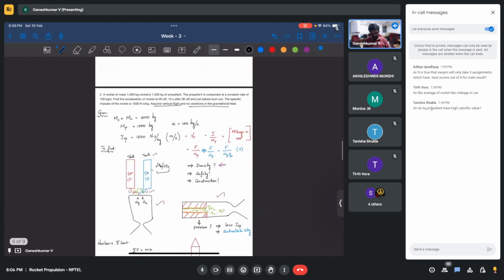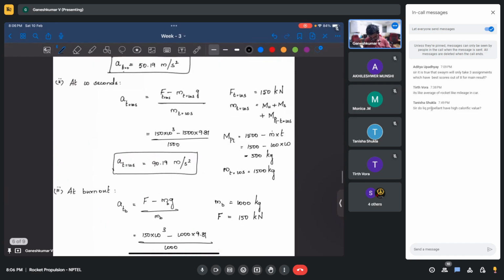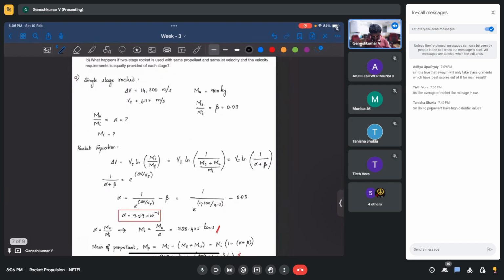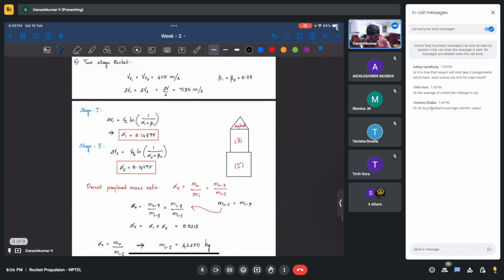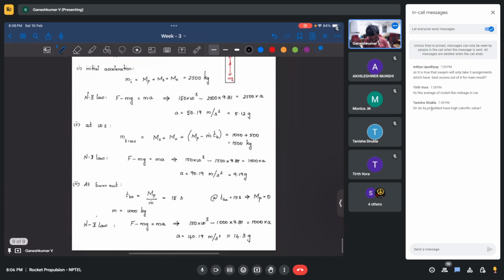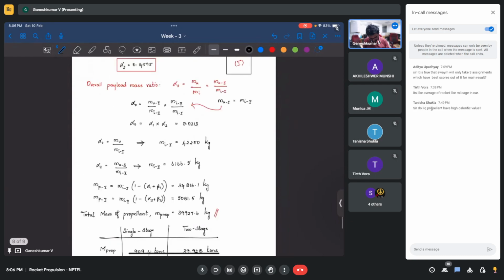I hope you guys understood this question also. I do not have any more questions. This is the same question I just solved before the class. Maybe you can use it for your reference. We got the same results.